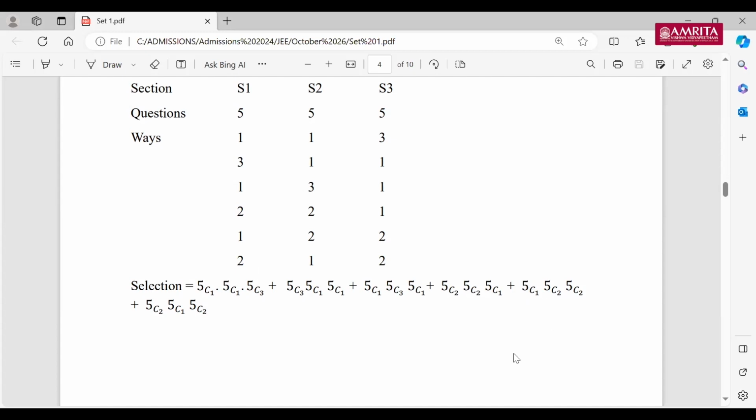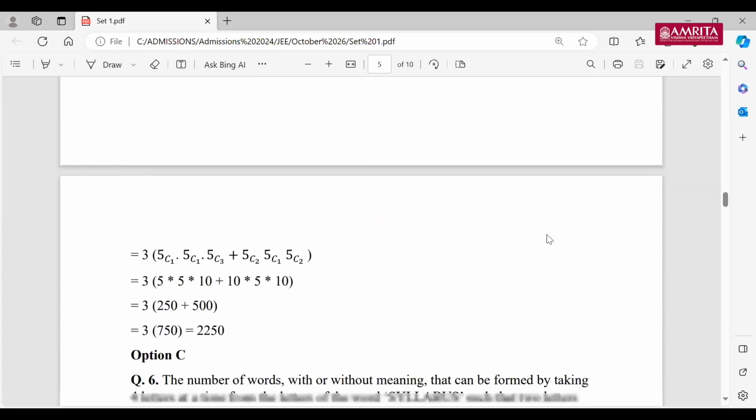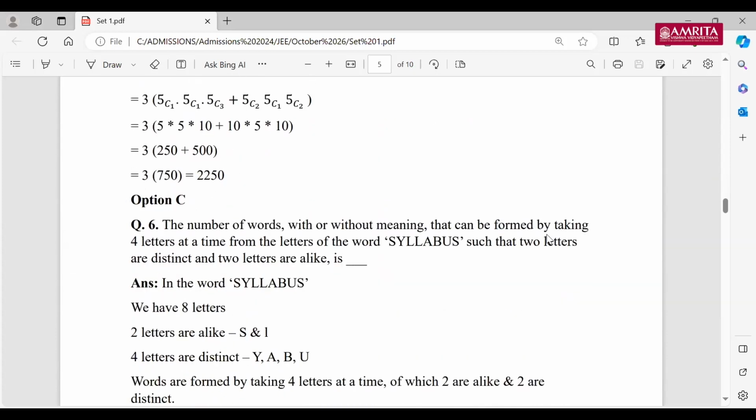That's the answer. You just need to think what is given in the question, how I'll be able to satisfy the criteria. Whenever you're making some arrangement, you need to think whether you'll be able to satisfy the criteria that's given in the question. So 5C1 is 5, 5C1 is 5, 5C3 is 10, 5C2 is also 10, 5C2 is also 10, and 5C1 is 5. It's like 3 into 250 plus 500, that's 2250, which is option C.